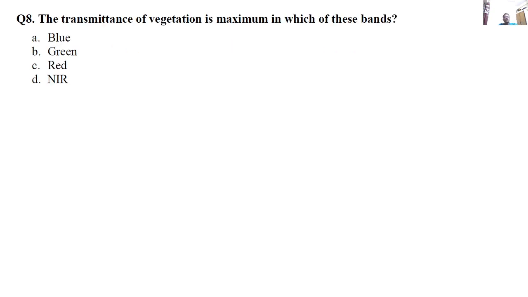The next question is, the transmittance of vegetation is maximum in which of these bands? I discussed this question also. The transmittance is actually the greatest in the near infrared band. So this is also done.